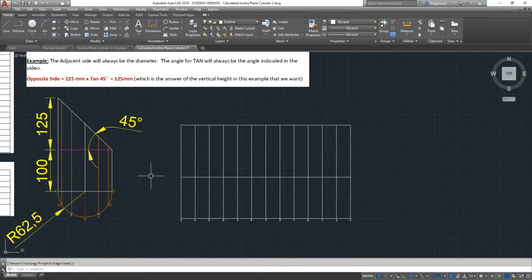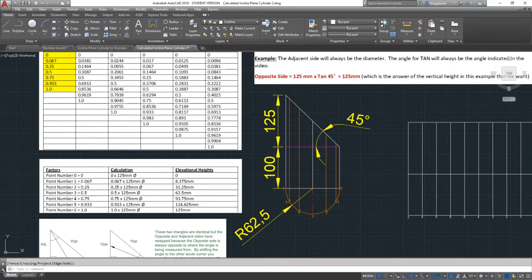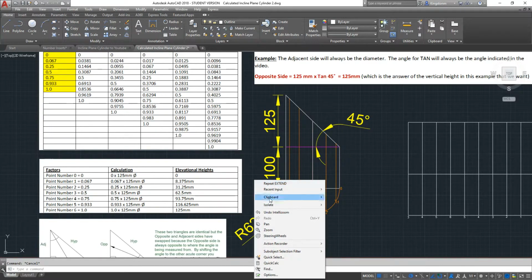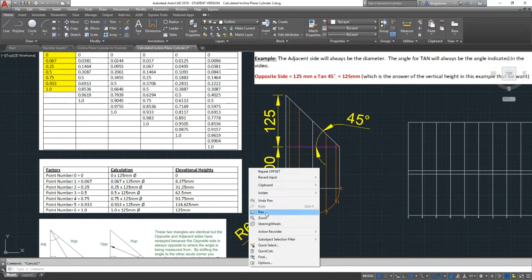There we go. Now, if we come back over here just quickly, if I go into pan, our first offset is this figure here of 8.375. So you would be drawing something about 8.5 millimeters if you could. So offset of 8.375. There's my first one.